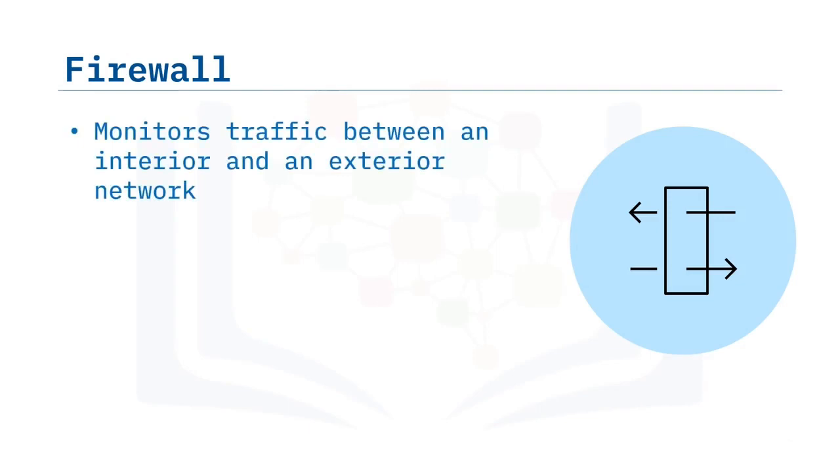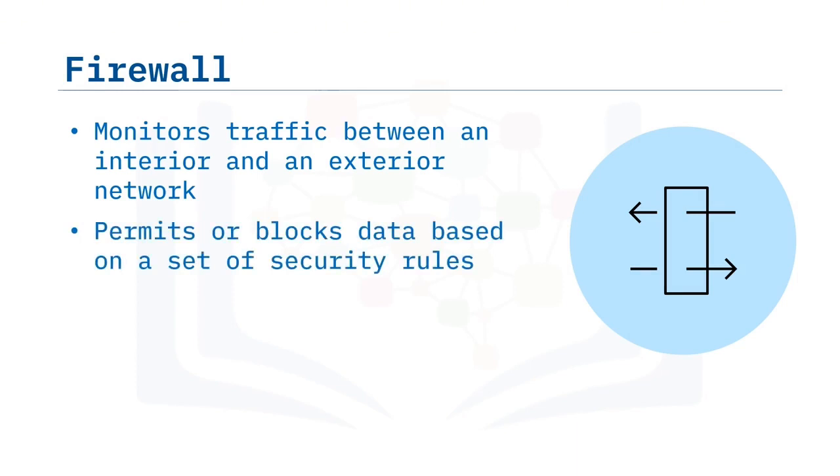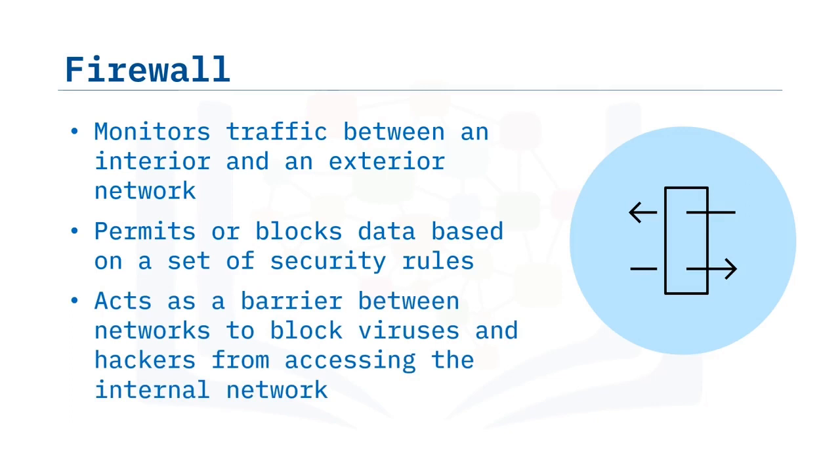A firewall is a security device that monitors traffic between networks. It permits or blocks requested data based on a set of security rules. It acts as a barrier between networks to block viruses, malware, and hackers from accessing the internal network.